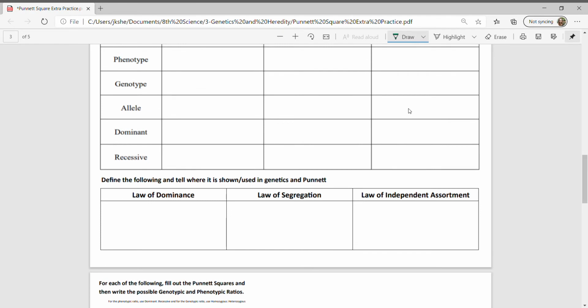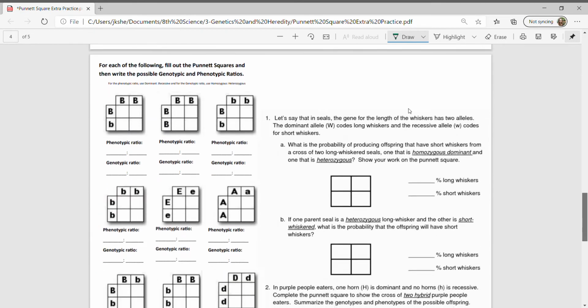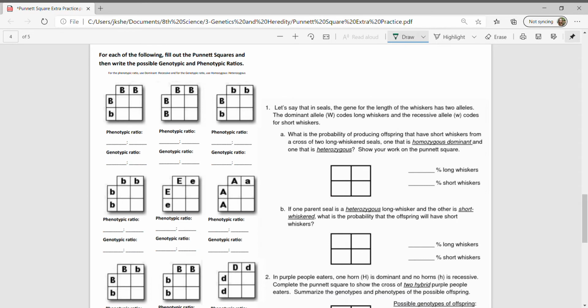The next little part right here is asking you to define or describe the different laws of inheritance, and you already have notes on that. And then this part is the guided practice that we are going to do together.